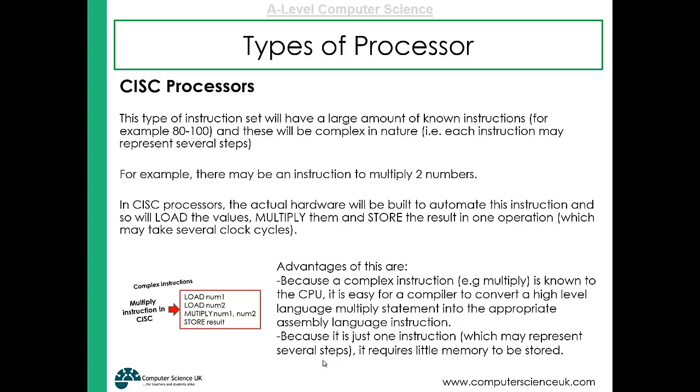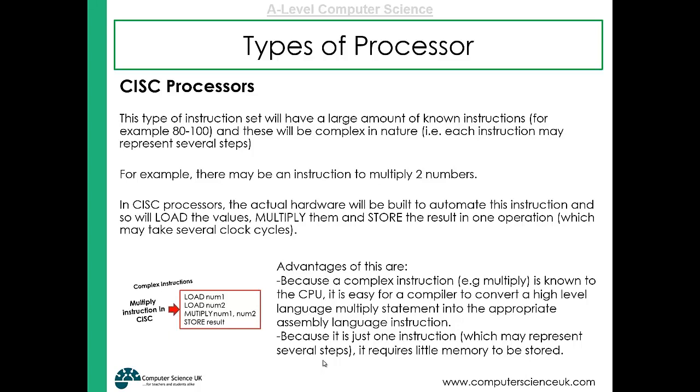So you might have to load number one, load number two, multiply number one and two together, and then store the results. So quite a few clock cycles probably being used there, but for one instruction, which is just to multiply. So the complex instruction set will incorporate all of those extra little things that have to go on, like loading and storing, and it'll automate them.